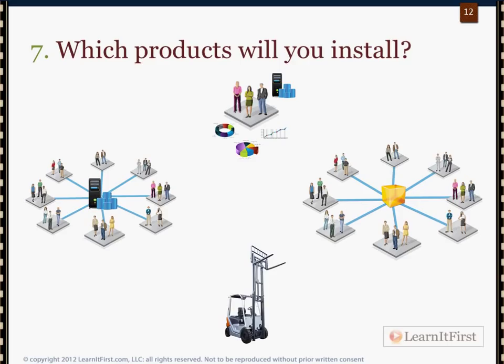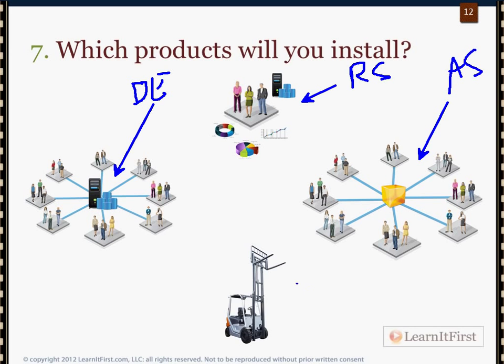Now, number 7, which of the products are you going to install and where? In many environments, you'll end up having multiple servers. Here's a box over here, and you're just going to install the database engine on that one. And then here, you're just going to install reporting services. And then here, you install analysis services. And maybe here also, you'd install SSIS, or maybe that's a separate server.